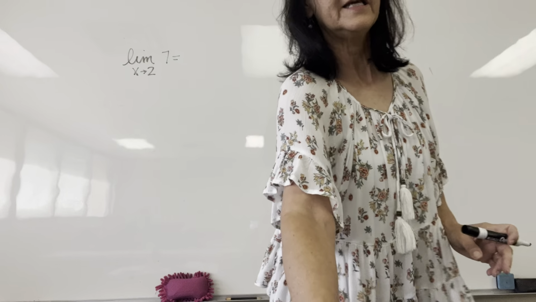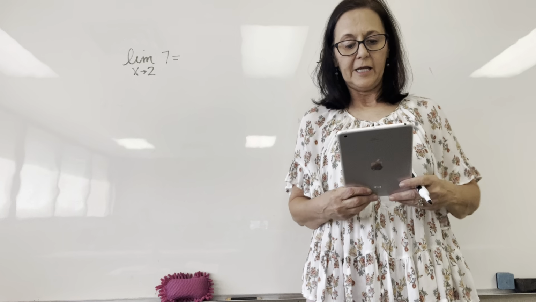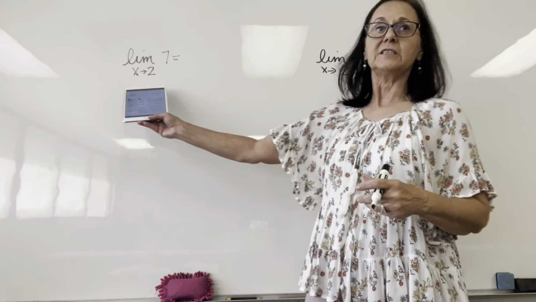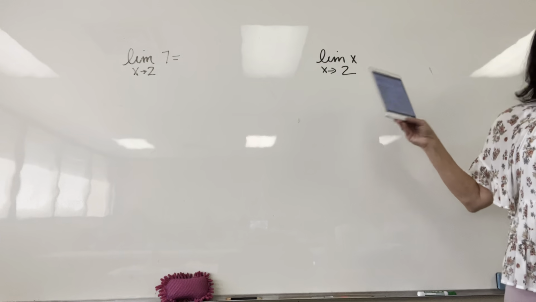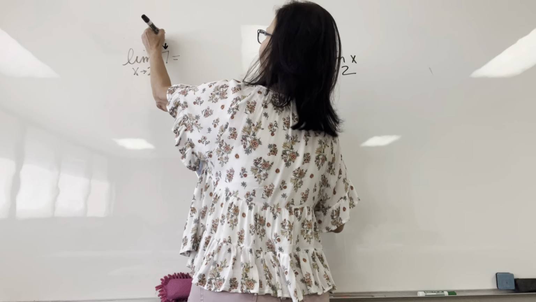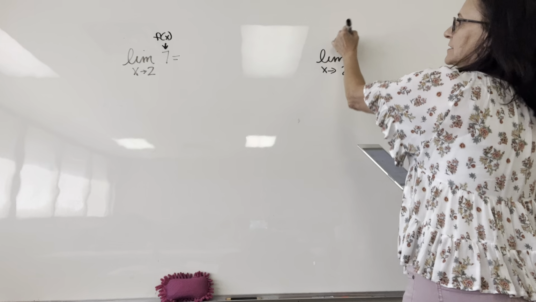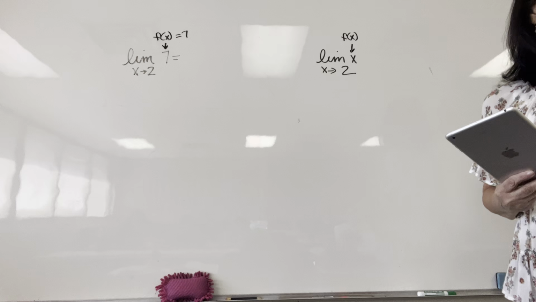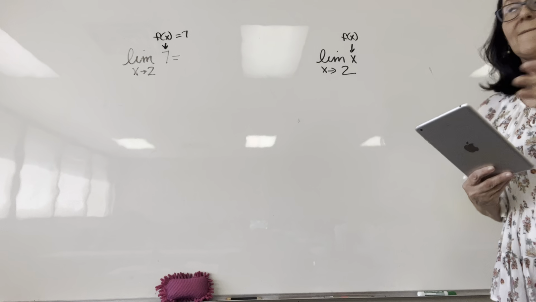All right, this is Precalculus, chapter 14, lesson 2 on page 918. We're going to look at the limit of a constant and the limit of the identity function. Okay, right here is my f of x. So this one says f of x is 7. That's why it's called the limit of a constant. The equation is a constant.